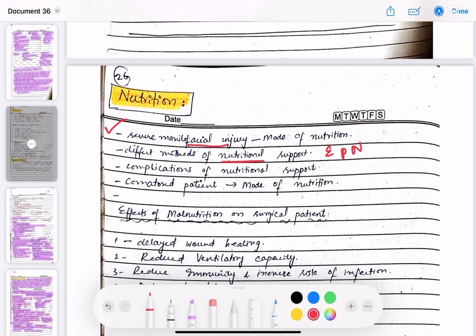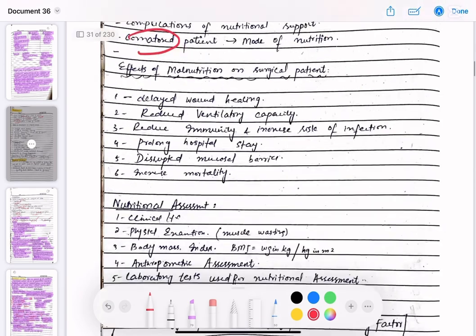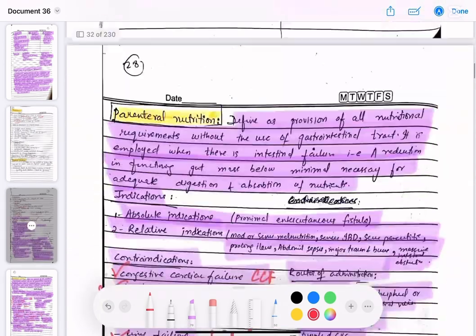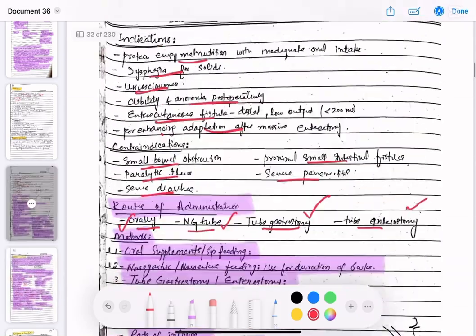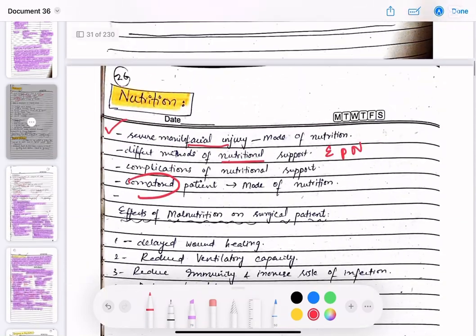Okay, so in a comatose patient, we will use parenteral nutrition. And in patients with severe maxillofacial injury, we will use enteral nutrition. Okay, these are our answers. So this was about nutrition.